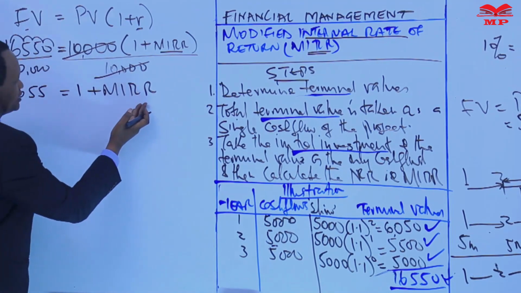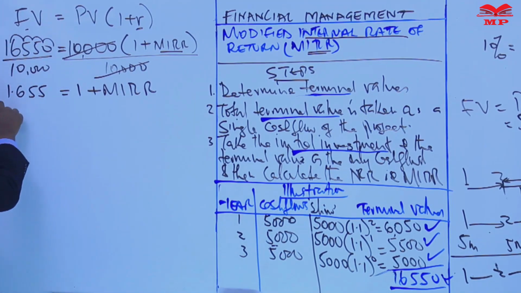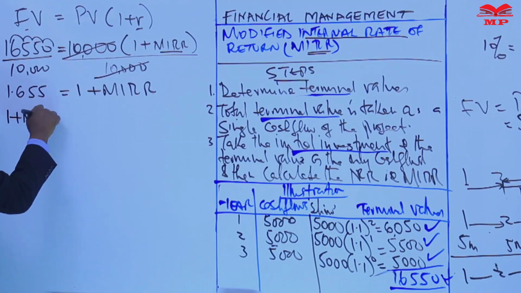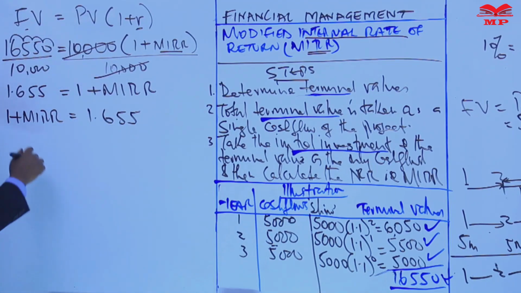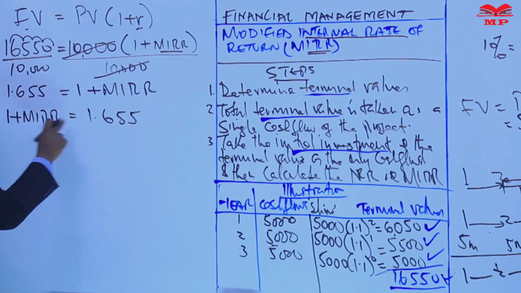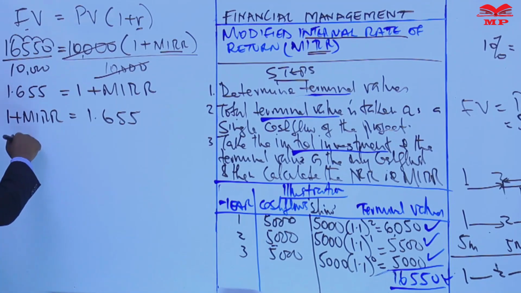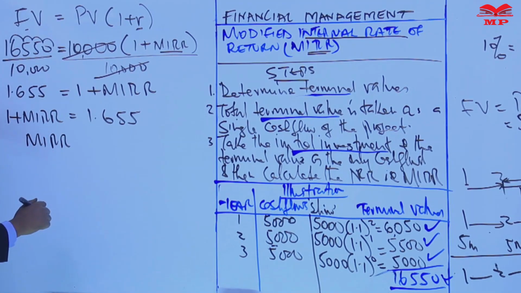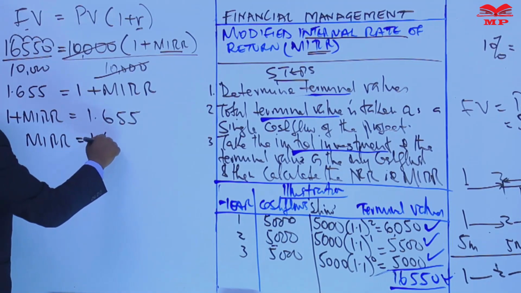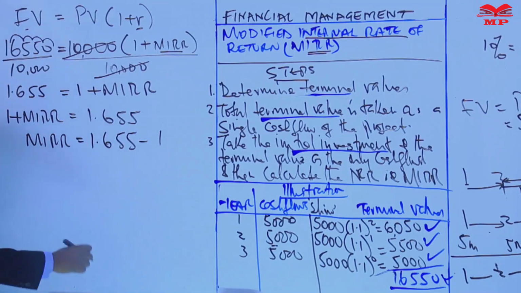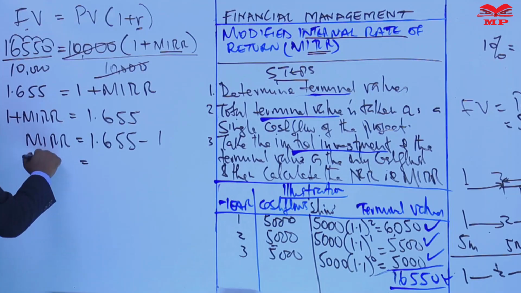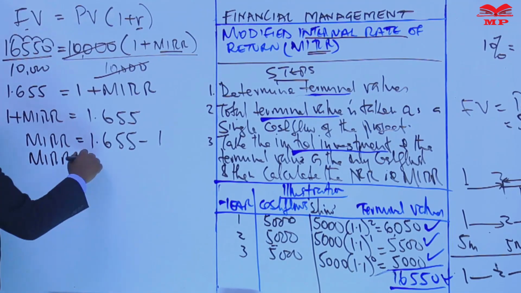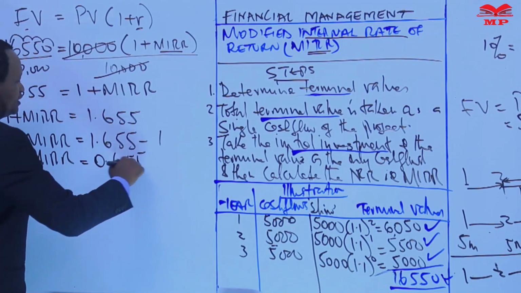So make MIRR the subject. This can be written as 1 plus MIRR is equal to 1.655. And therefore, we subtract 1 from both sides. So you have MIRR being equal to 1.655 minus 1. Subtracted 1 from both sides. So MIRR is equal to 0.655.